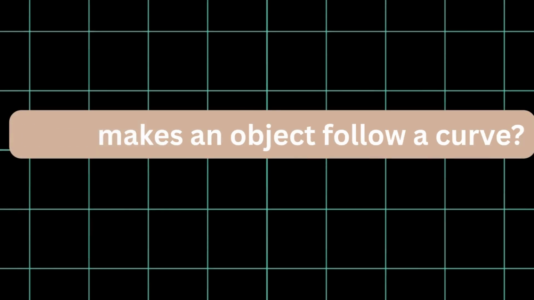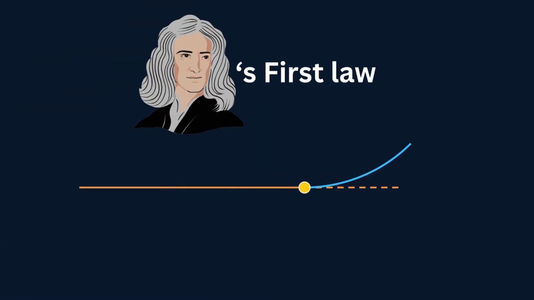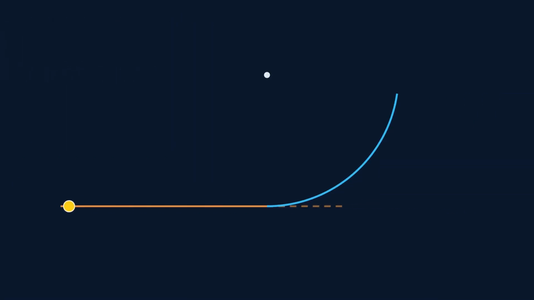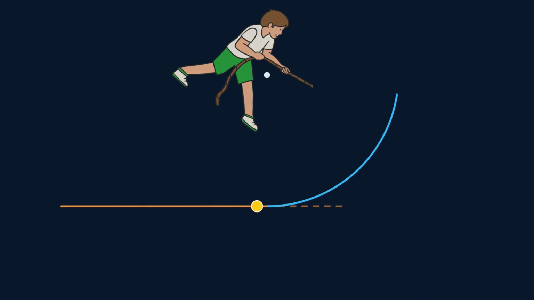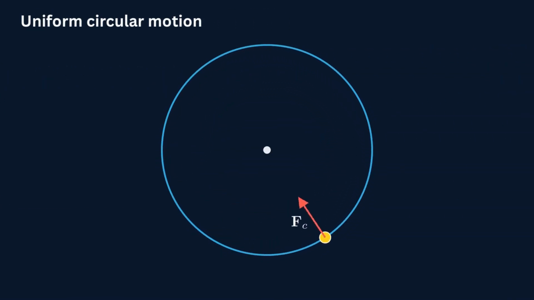Let's continue the question we asked. What makes a car follow a curve? An object in motion wants to keep moving straight. If no force acts on it, it will pass the curve and keep going. To make it follow the curve, you must apply a force toward the center of the curve. That inward pull keeps the object on the curved path. If that inward force stays constant, the object moves in a circle.